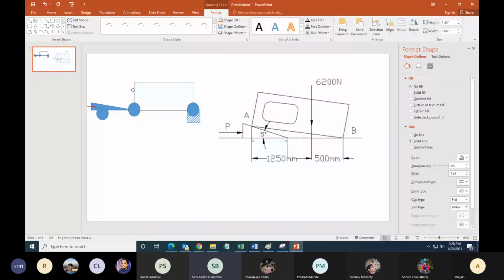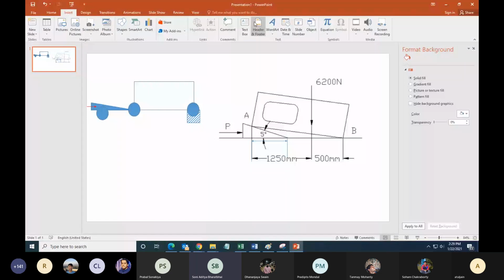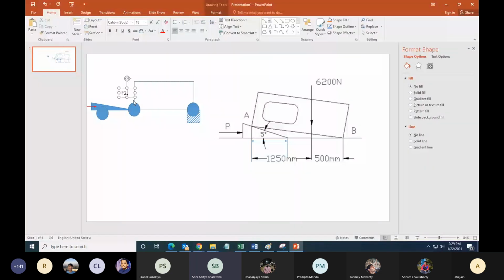No. Sir, my doubt is simply that suppose I assume friction F2 and normal reaction N2 at point A. So can I directly, while solving the question, use the equation F2 is equal to 0.2 N2 or not? That is my doubt.